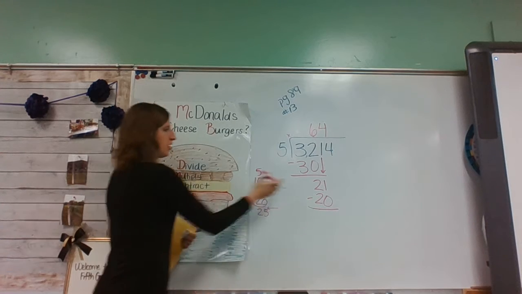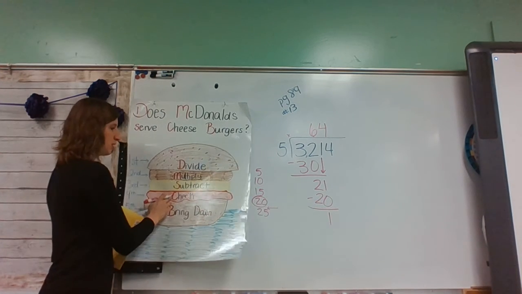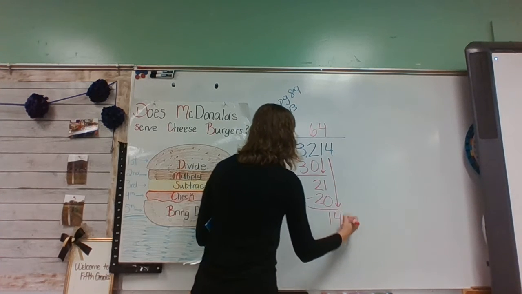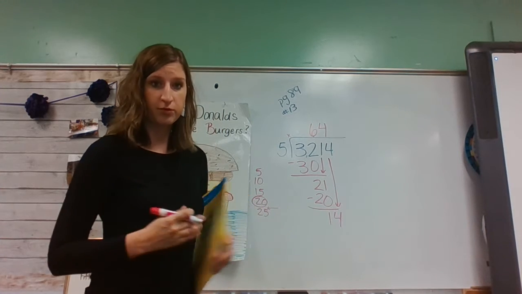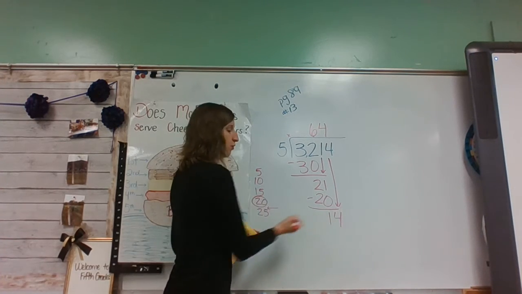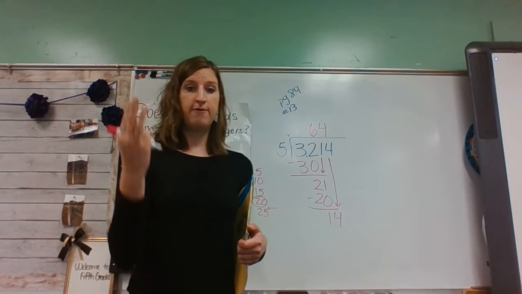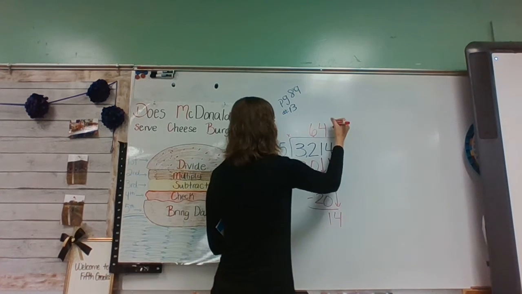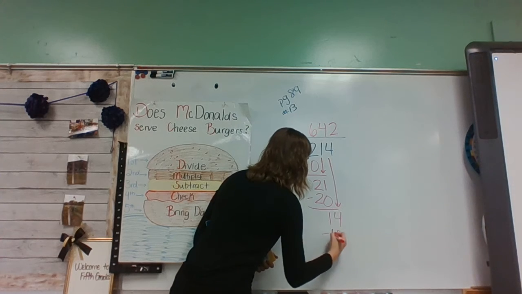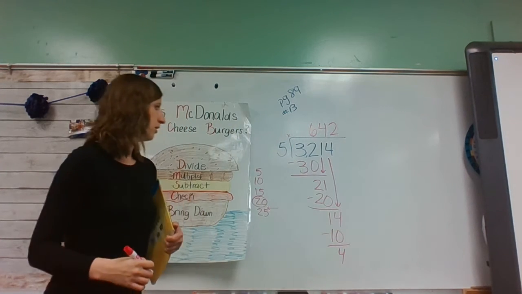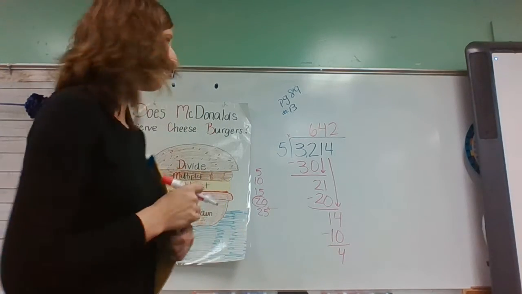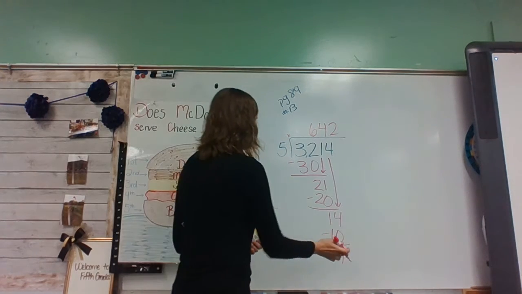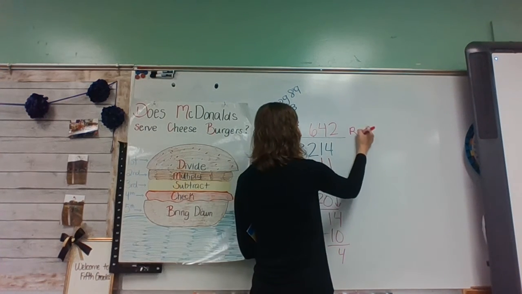Again, to the subtraction part, 21 minus 20 is 1. I'm going to double check, is that 1 bigger than 5? It is not. Then I'm ready to bring down again. We continue this process until we run out of numbers to bring down. Okay? So now 5 goes into 14, 5, 10, 15's over. So 10 is how high I can go. And that's 2 times. 2 times 5 is 10. I'm going to subtract, and I get 4. Do I have any other numbers to bring down? No. I do not have any more numbers to bring down. So this now is going to become my remainder.